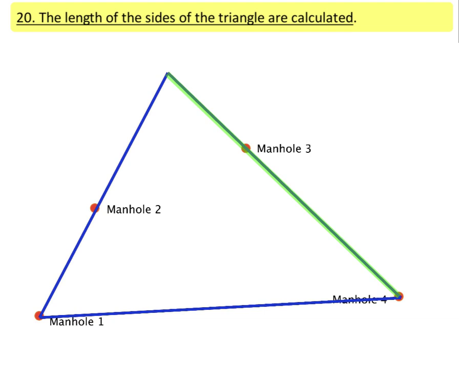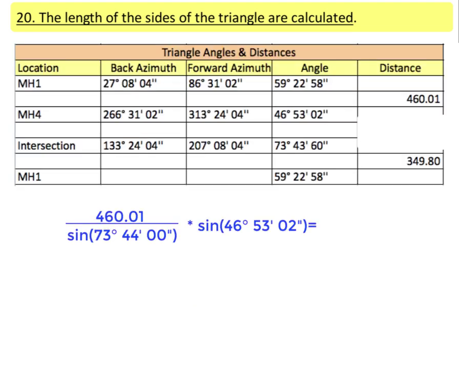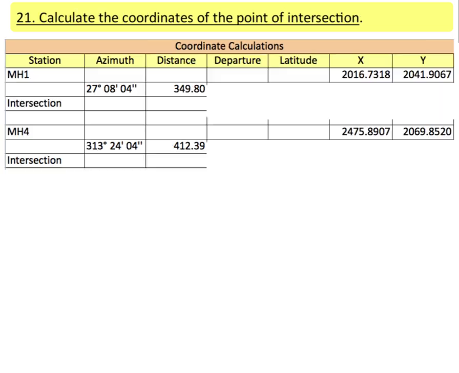The length of the side of the triangle between manhole 4 and the intersection of the triangle is found by dividing the distance between manhole 1 and manhole 4 by the sine of the angle at the intersection, multiplied by the sine of the angle at manhole 1. The x and y coordinates of the point of intersection can now be calculated.